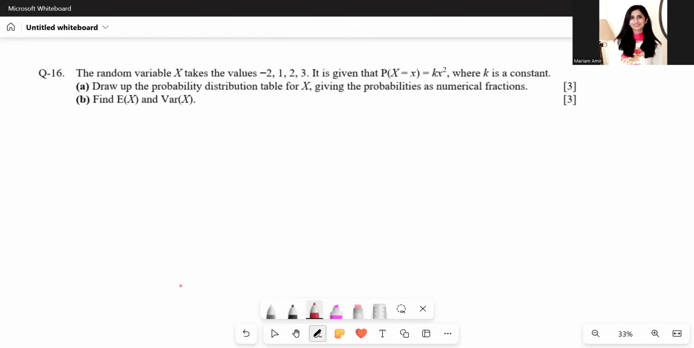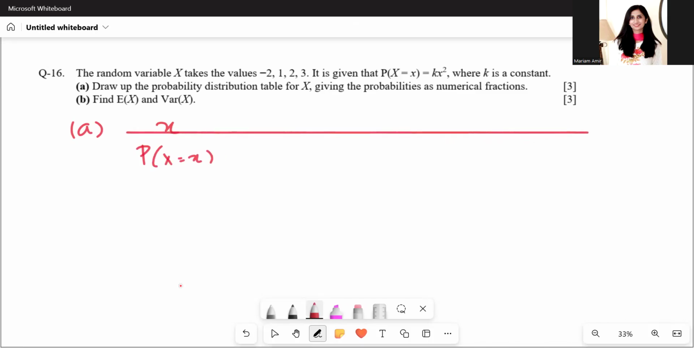The random variable x takes the value -2, 1, 2, and 3. It is given that probability X equals x is kx squared, where k is a constant. Draw the probability distribution table for x, giving the probabilities in numerical fractions. Okay, so x in the upper row, probability capital X equals x in the lower row. X could be -2, 1, 2, or 3.